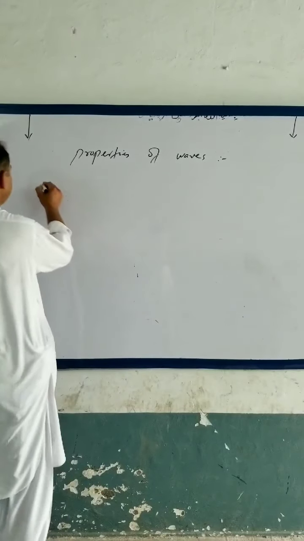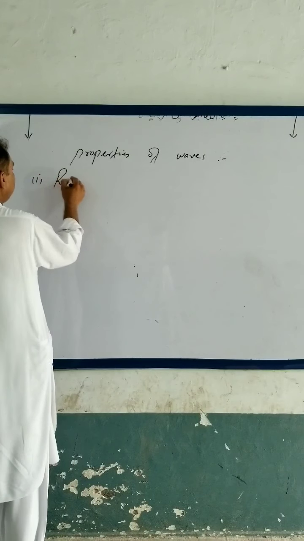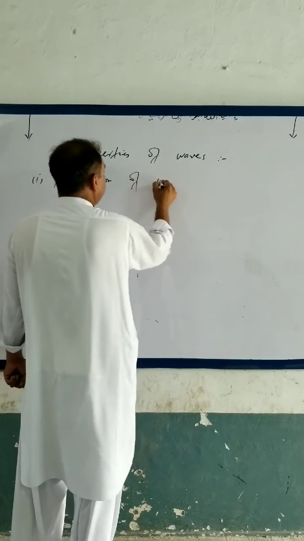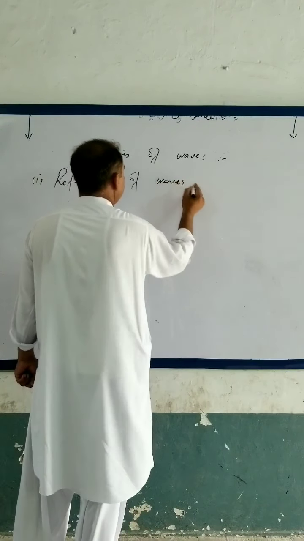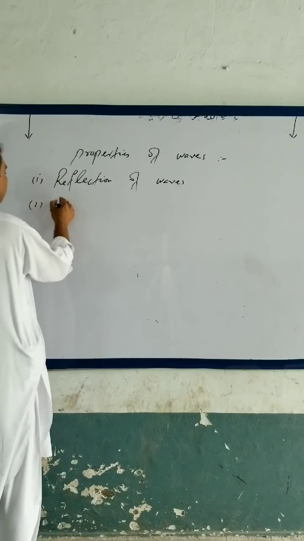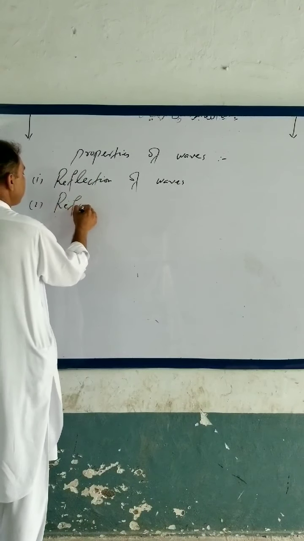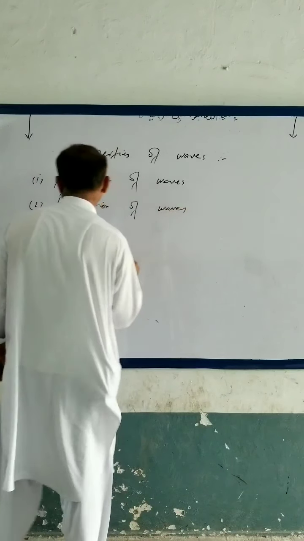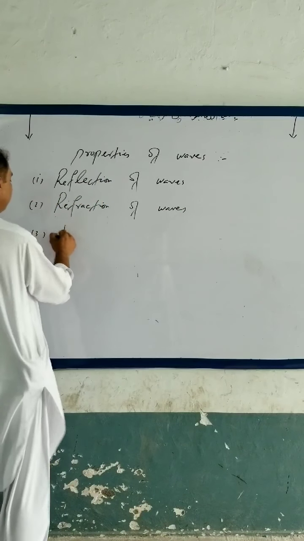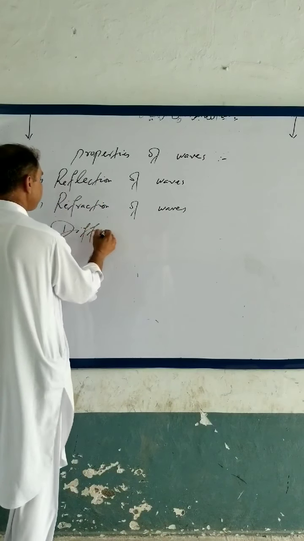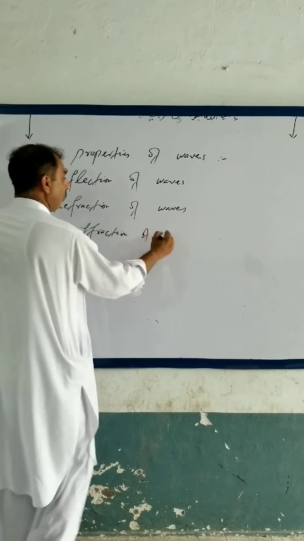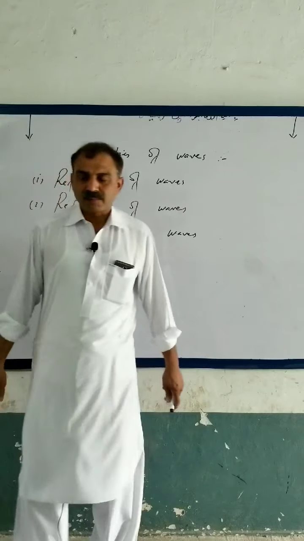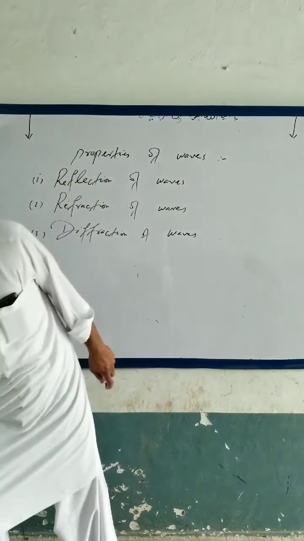Number one, reflection of waves. Number two, refraction of waves. Number three, diffraction of waves. So now we will discuss separately one by one.